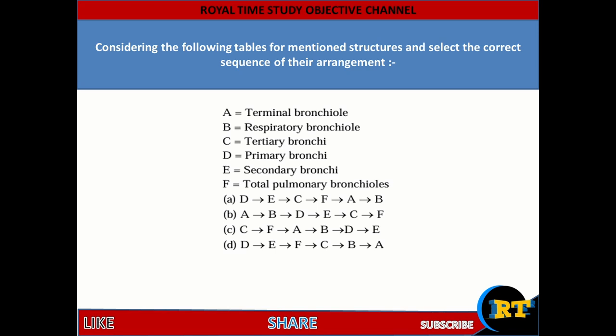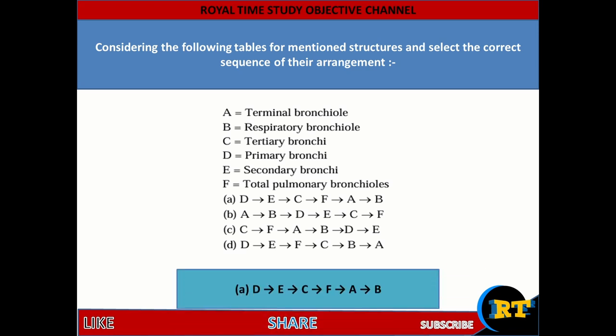Consider the following tables for mentioned structure and select correct sequence of their arrangement. A, B, C, D, E, F are given. Arrange them in their order. And the correct answer is option number A.